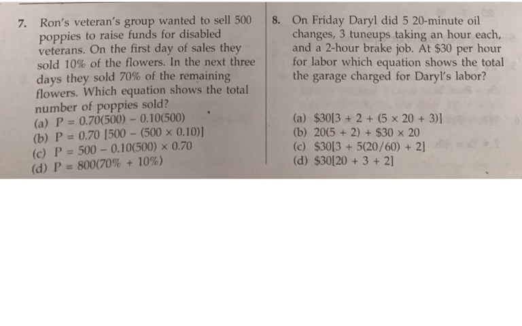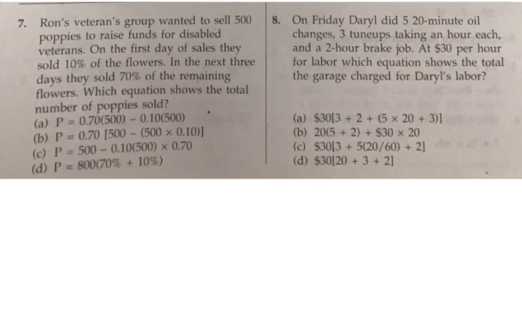So Ron's Veterans Group wanted to sell 500 poppies to raise funds for disabled veterans. On the first day of sales, they sold 10% of the flowers. The next day, in the next 3 days, they sold 70% of the remaining flowers. Which equation shows the total number of poppies sold?